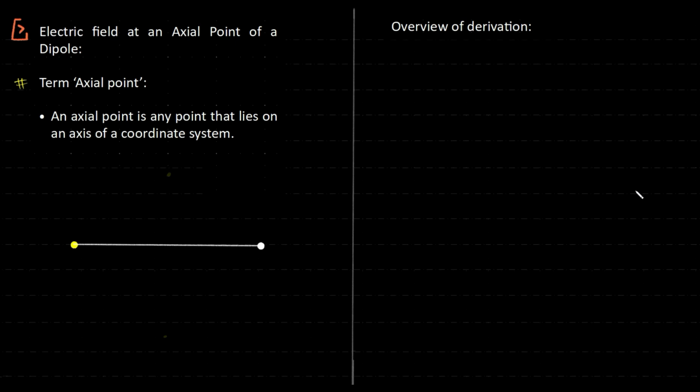So let's start looking into the dipole field. Now, the simplest place where we can start off is the axial point. The first thing is, what is this axial point? Say we have the charges, and this is a line which is said to be the axis of the dipole. Now, any point on this is your axial point, as simple as that.